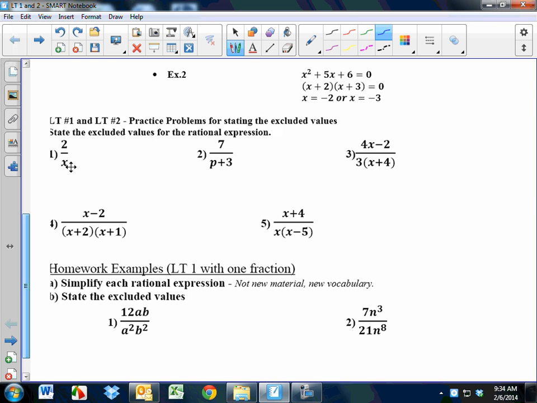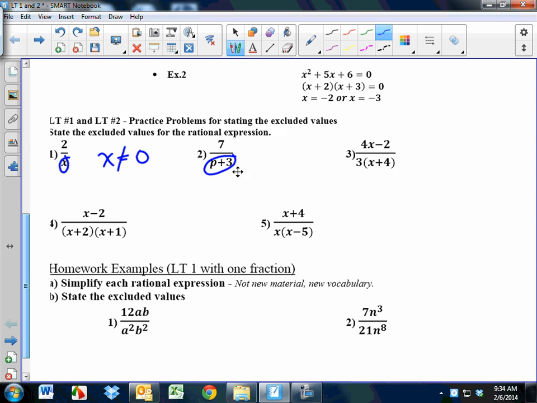The excluded value is whatever would make the denominator become 0. So what would make x become 0? Well, x being 0 itself. So that can't happen. So we write it like that. x cannot equal 0. Try to get our pen to stop doing the crosshairs.